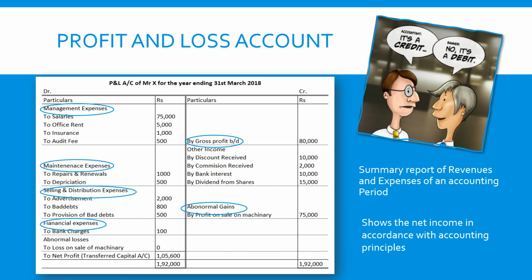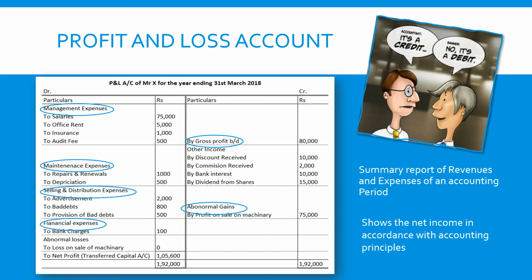Whatever gain or loss you make on that particular machinery will become your abnormal gain, because that is not a gain you received in your normal course of business; you made that profit outside your normal course of business. That is what we call abnormal gain. If you made a loss on that, then we will show it on the debit side, and that will be your abnormal loss.